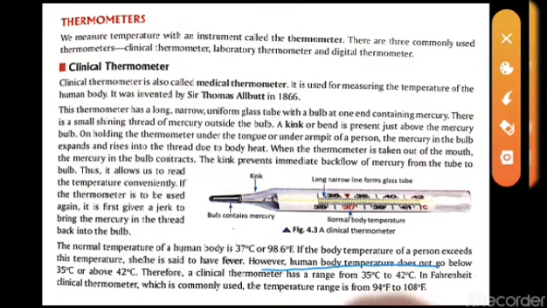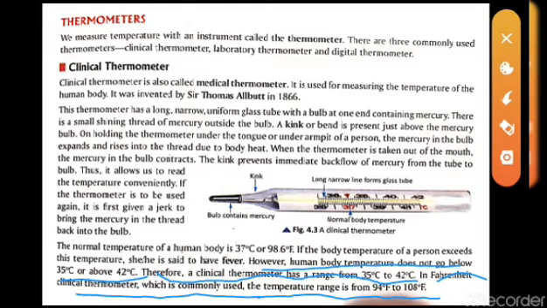However, the human body temperature does not go below 35 centigrade or above 42 centigrade. That means this is the range from 35 to 42. Nobody will go outside of this range. Therefore a clinical thermometer has a range from 35 to 42 degrees. In Fahrenheit, the commonly used clinical thermometer ranges from 94 to 108 degrees Fahrenheit.